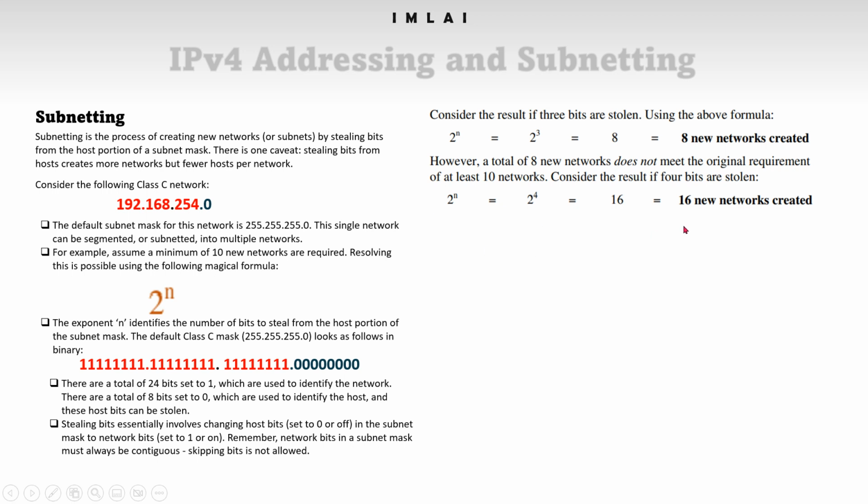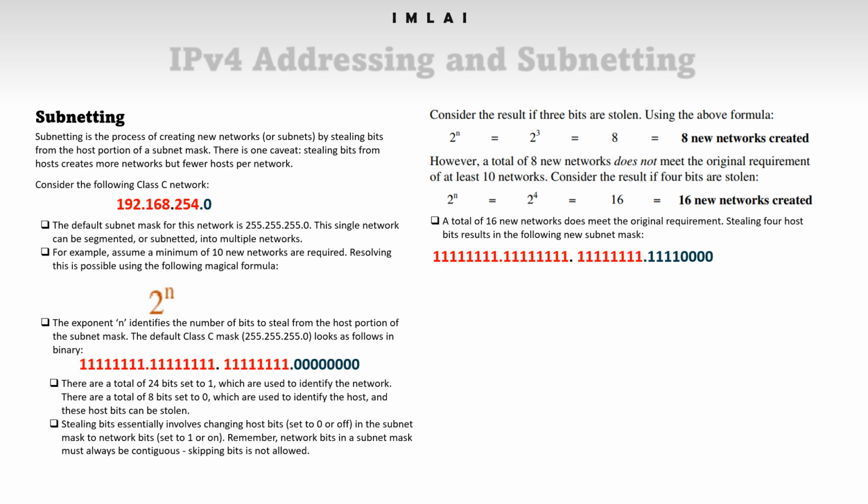16 networks can be created. So a total of 16 new networks does meet the original requirement. Stealing 4 host bits results in the following new subnet mask. After stealing these four bits, that means these 4 zeros have to be replaced with ones. So after stealing 4 host bits, it results in the new subnet mask. It exactly looks like this.